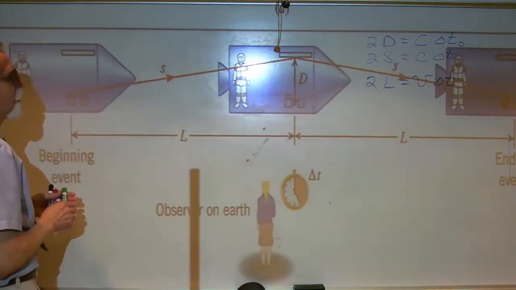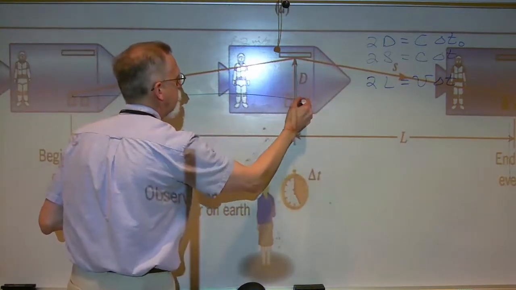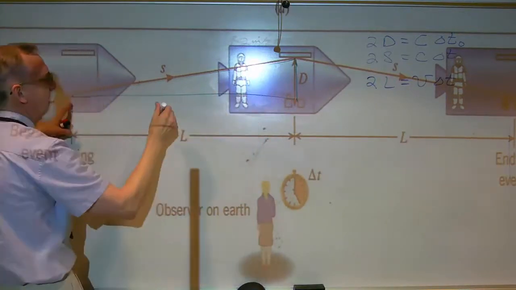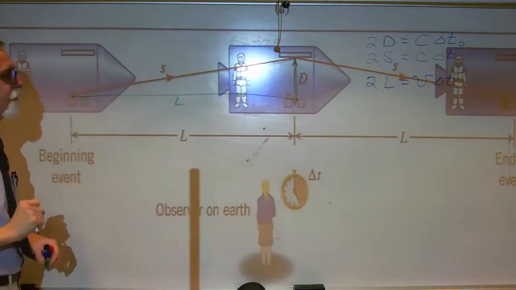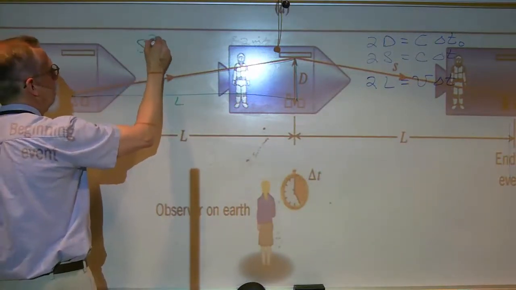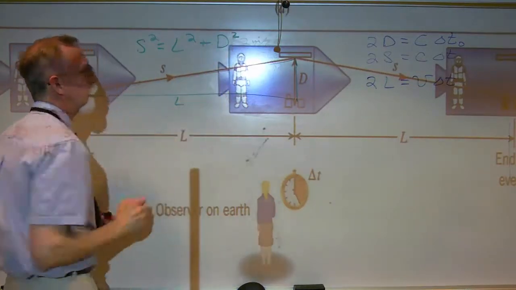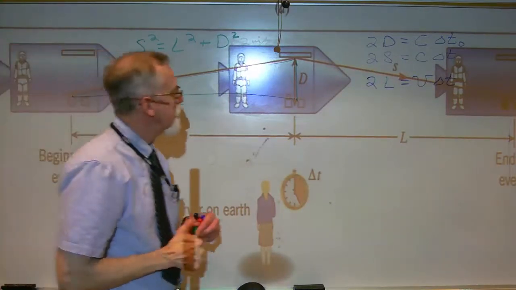And now let's look at this triangle right here. We have a length of this leg of the triangle of L. This leg is D. The hypotenuse is S. So we have that S squared is equal to L squared plus D squared. Okay? There we go. Now, we'll take the picture off.